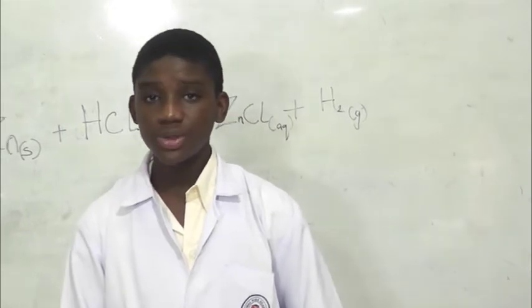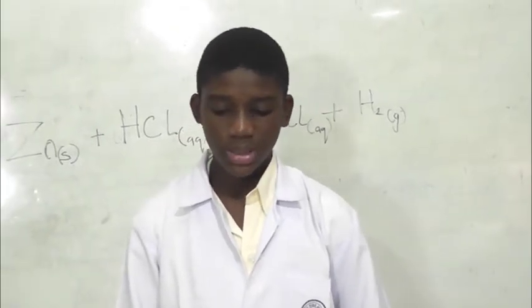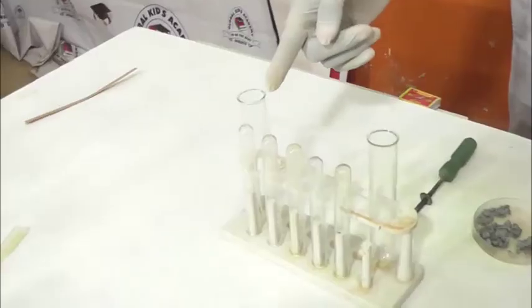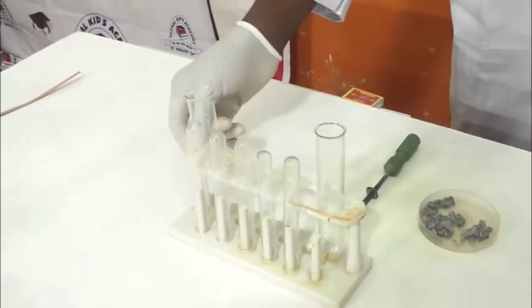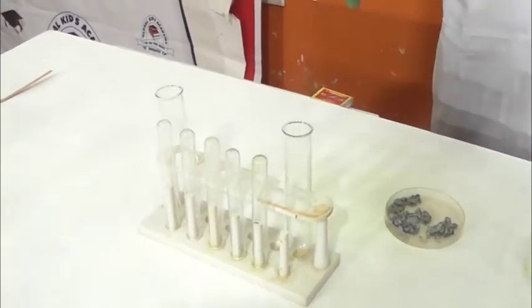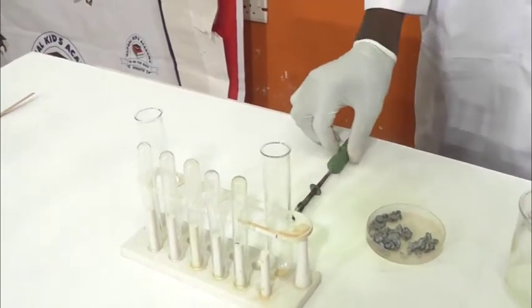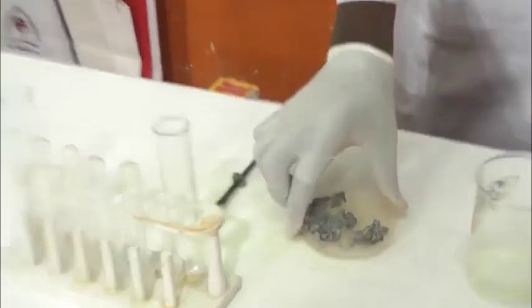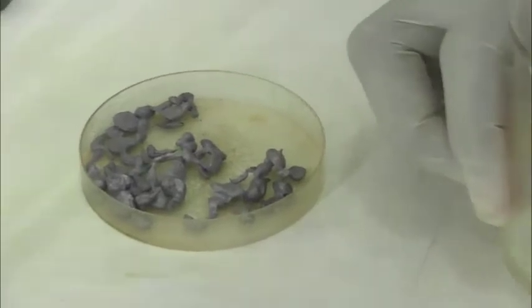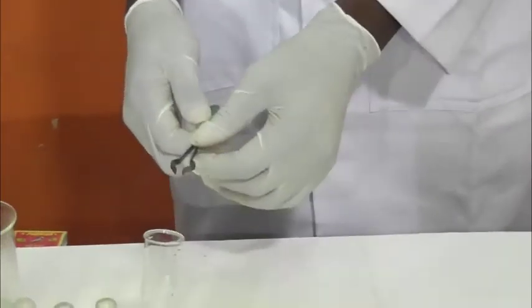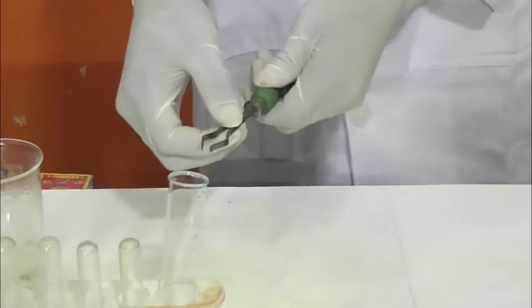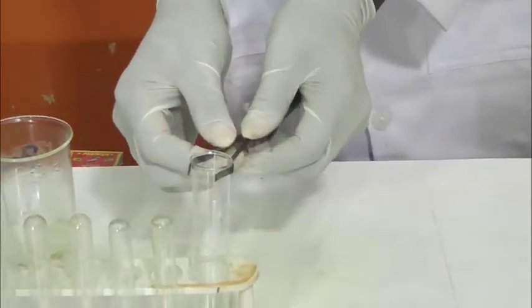So the apparatus that are needed for this practical are test tube. This is the test tube rack. This is the test tube holder. This is the metal, which is the zinc. This is hydrochloric acid. The procedures are: first, you use the test tube holder to hold the test tube.